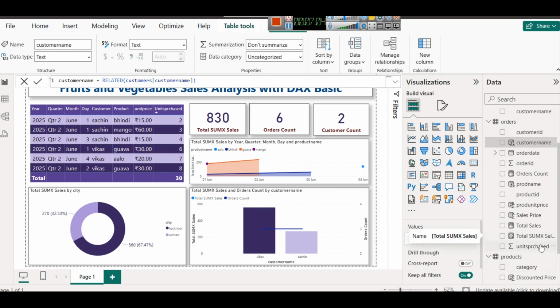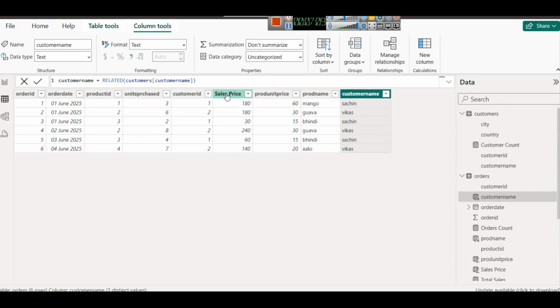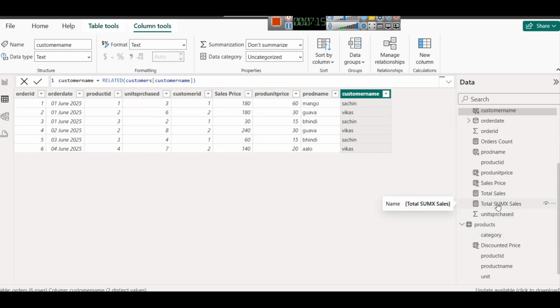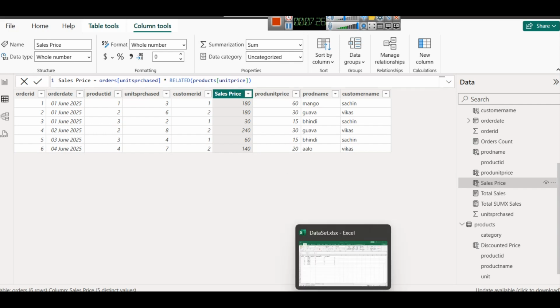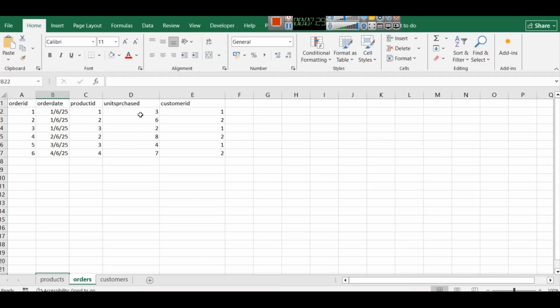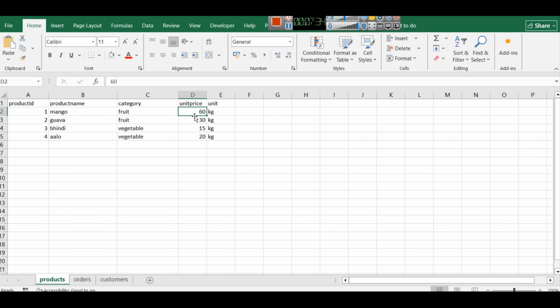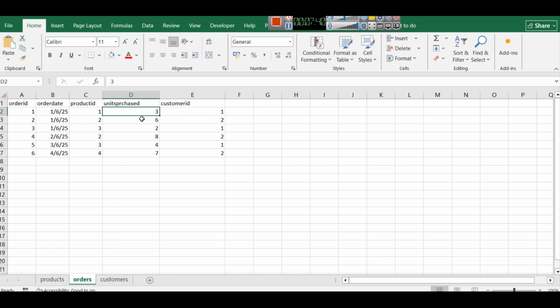Similarly, when we are showing total sales value, this is very important. Like total sales price is being shown as 180. So if you see total sales price, here we are multiplying units purchased with unit price from a different table, because units purchased is given here. Okay, 3 units were purchased and unit price is given here. So mango is 60 rupees. And how many units are purchased? 3.